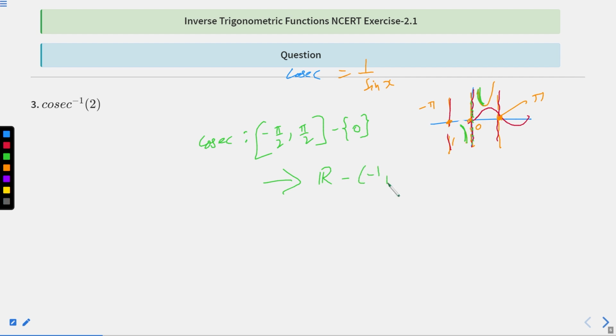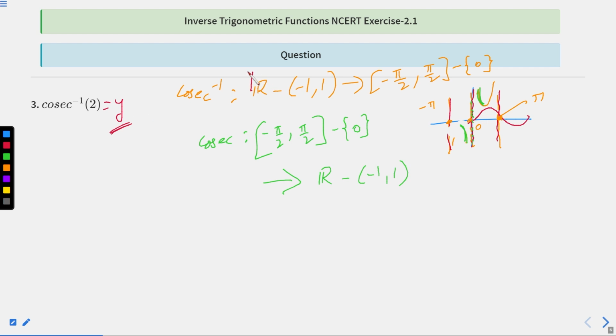Okay, so now what will you do? It is quite easy. Now your cosec inverse must be from R except the open interval minus 1 to 1, and the range is what? Minus pi by 2 to pi by 2 closed interval except this point. So if this equals y, then y must belong to where? In this interval. So y must belong to the closed interval minus pi by 2 to pi by 2 except 0.